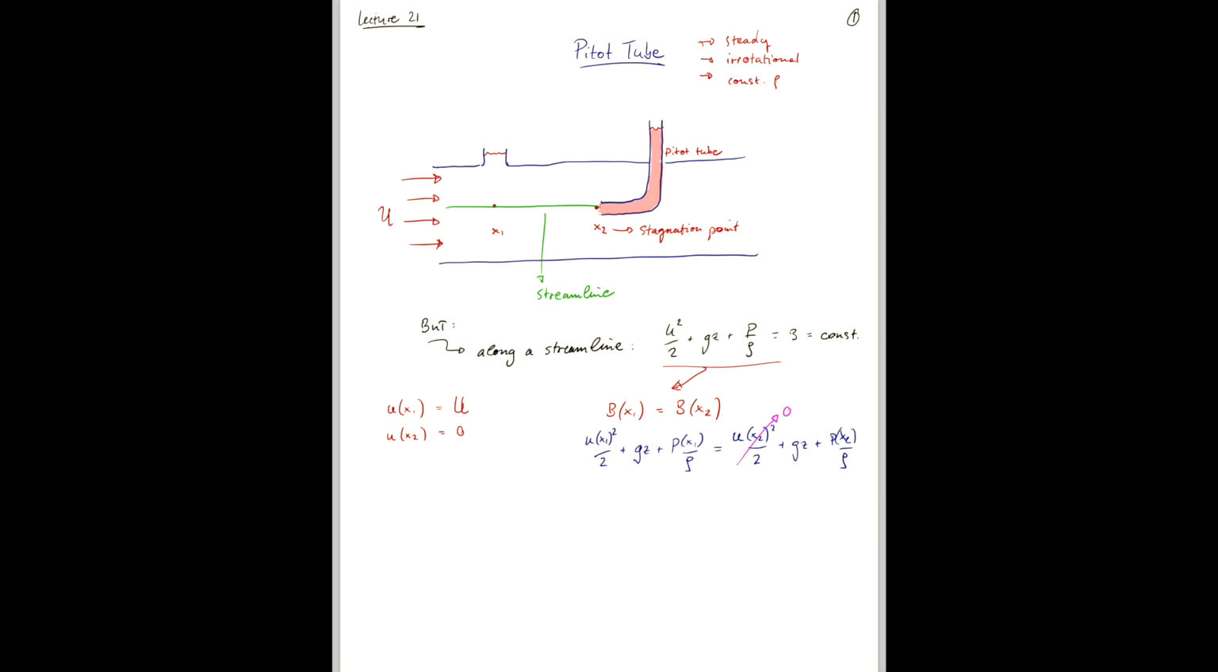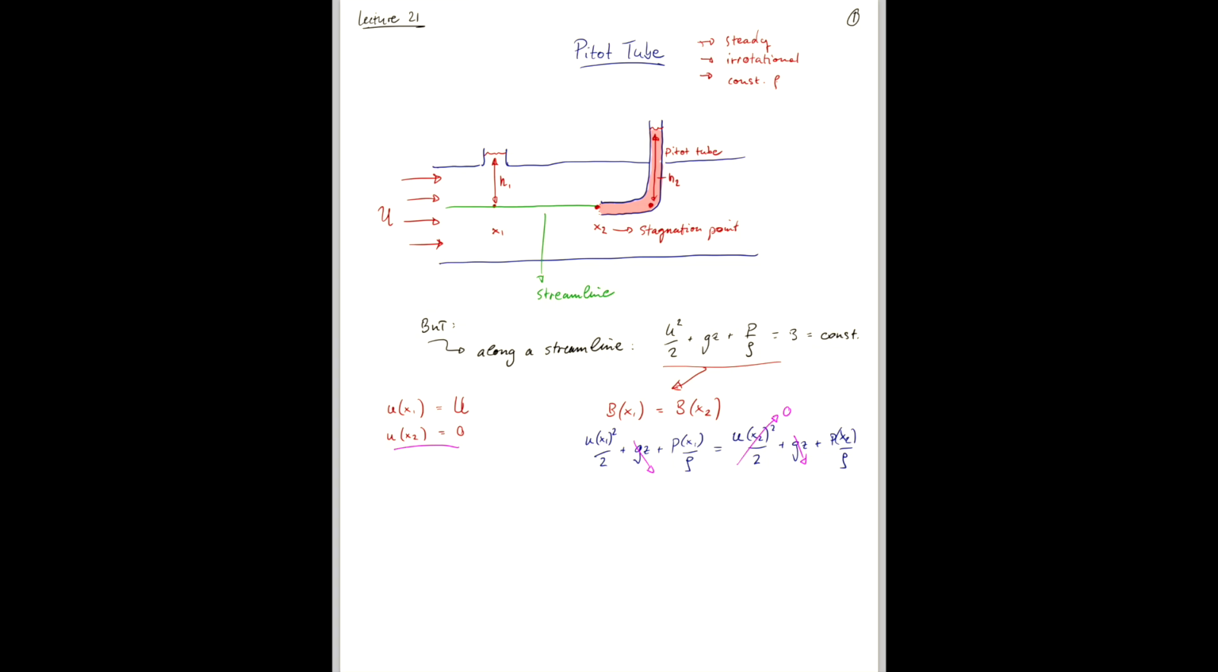Now, this term is 0, since u of x2 is 0, and these two terms cancel, since both x1 and x2 are located at the same height. The pressures are going to be different at x1 and x2, and they will depend on the overburden here of the water column. And so if we call this h1, then the pressure at x2 here will be the same as pressure at this point. And so let's call this distance h2.